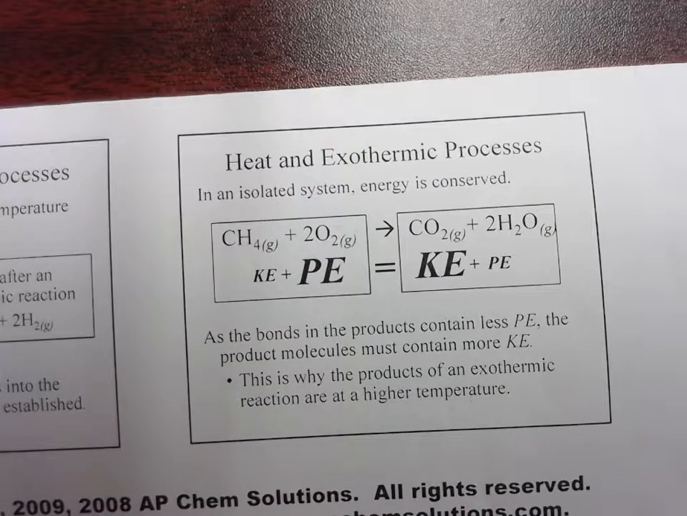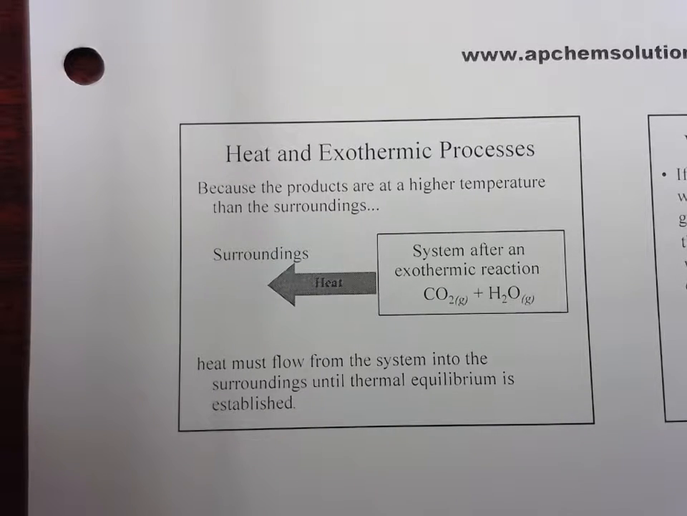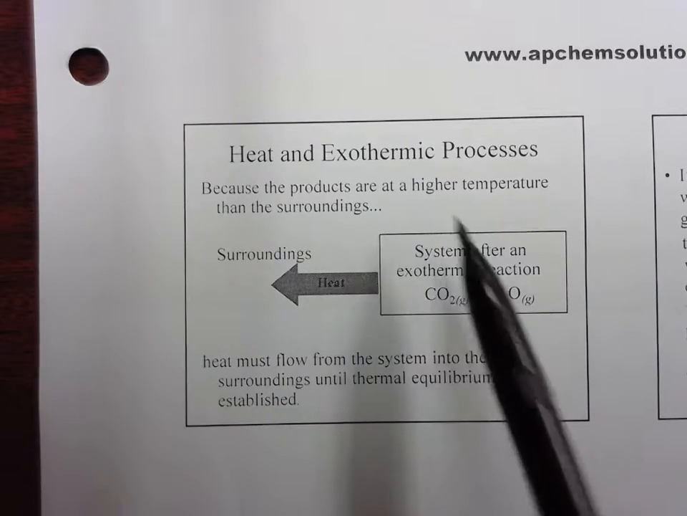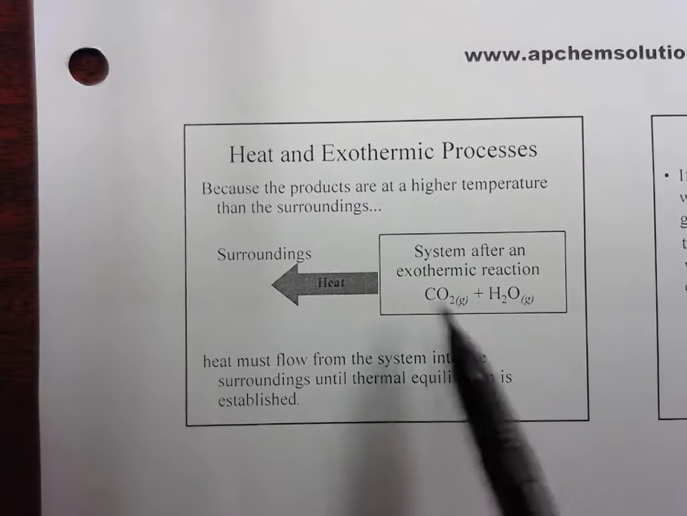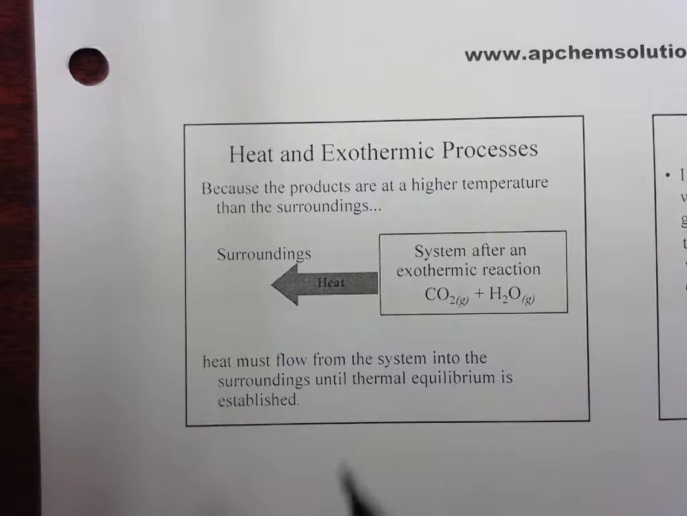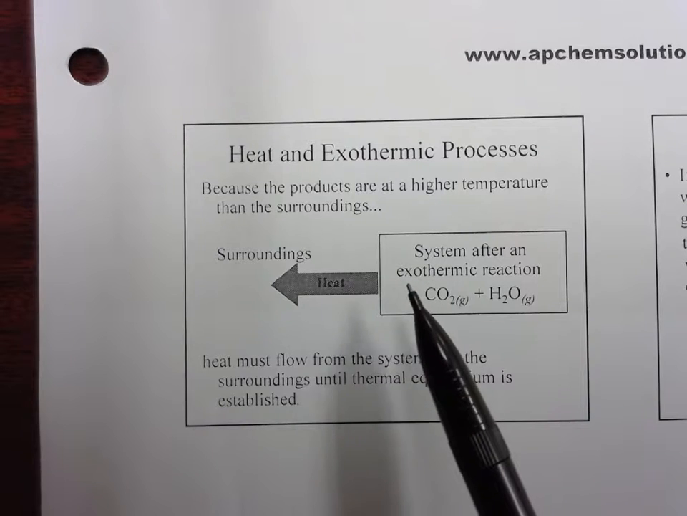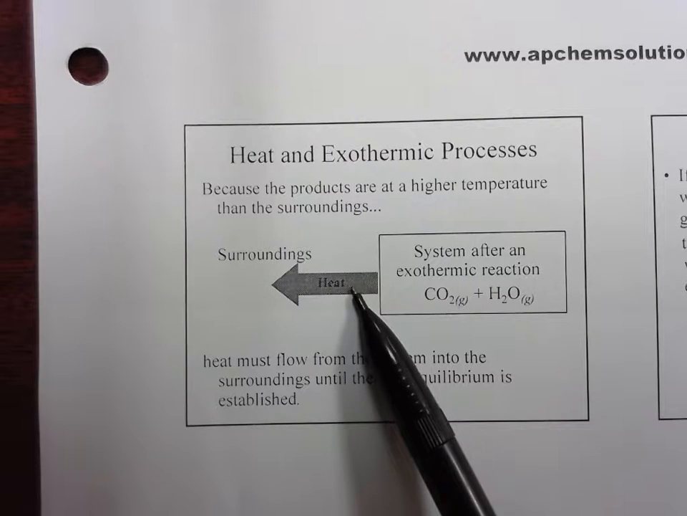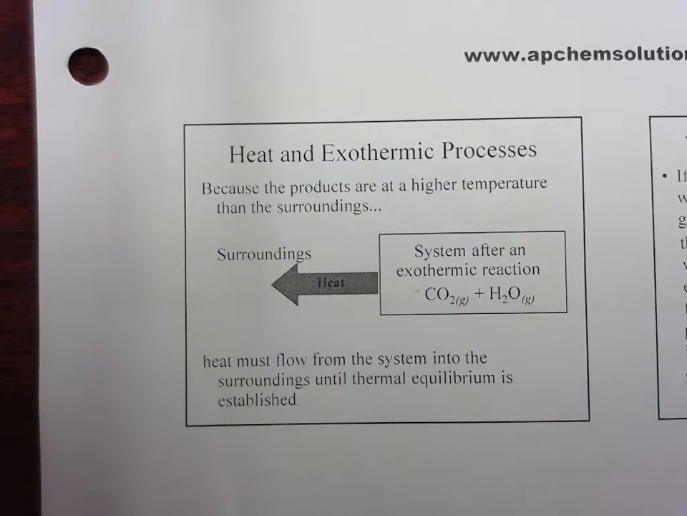Okay, and remember, we talk about heat in exothermic processes in terms of energy flow. So in terms of heat flow, because the products are at a higher temperature than the surroundings, the heat must transfer from the system into the surroundings in order to reach that thermal equilibrium. So remember again, we're not saying that the surroundings are colder. We talk about it in terms of heat. So the system is losing heat to the surroundings, which is the definition of an exothermic process.